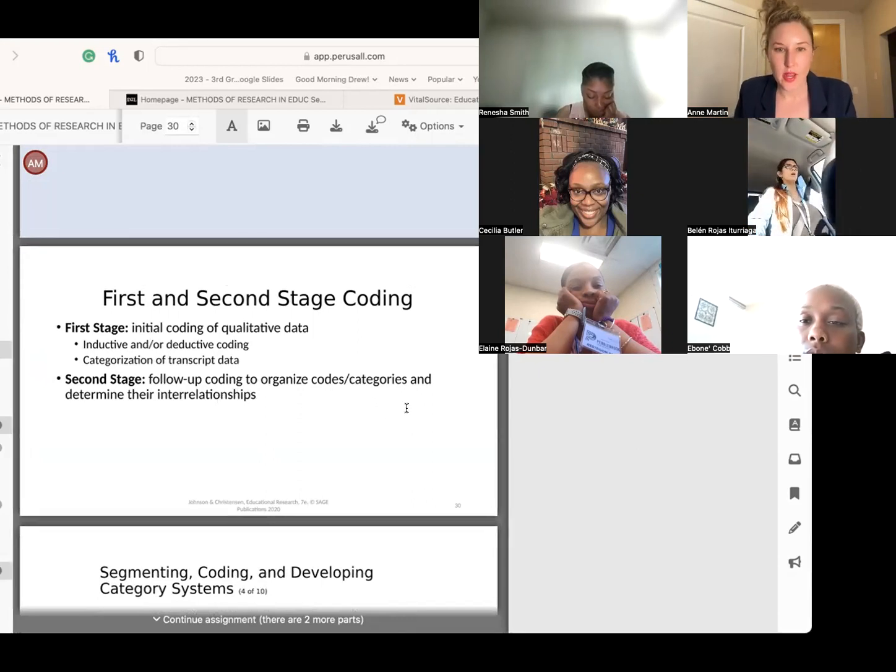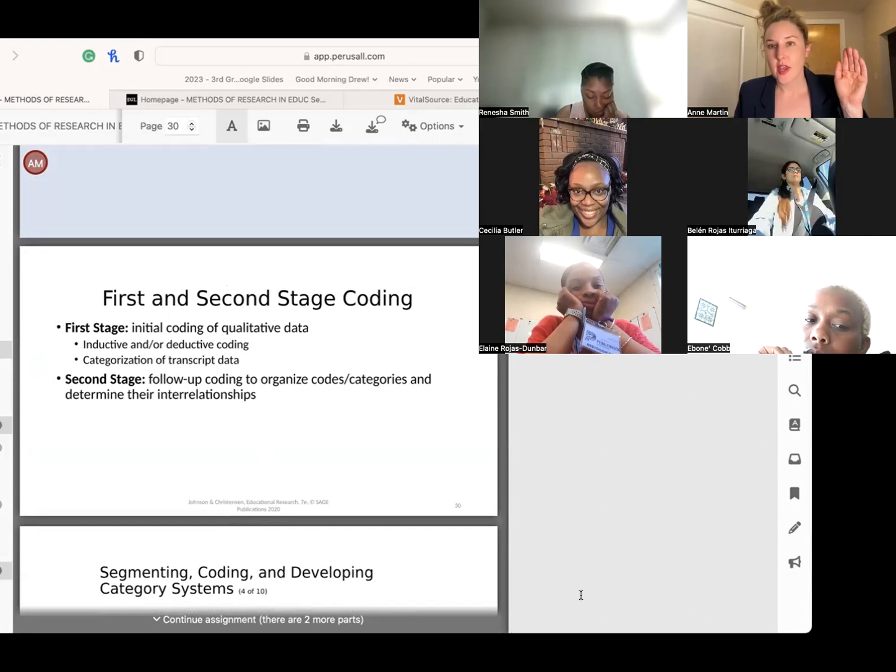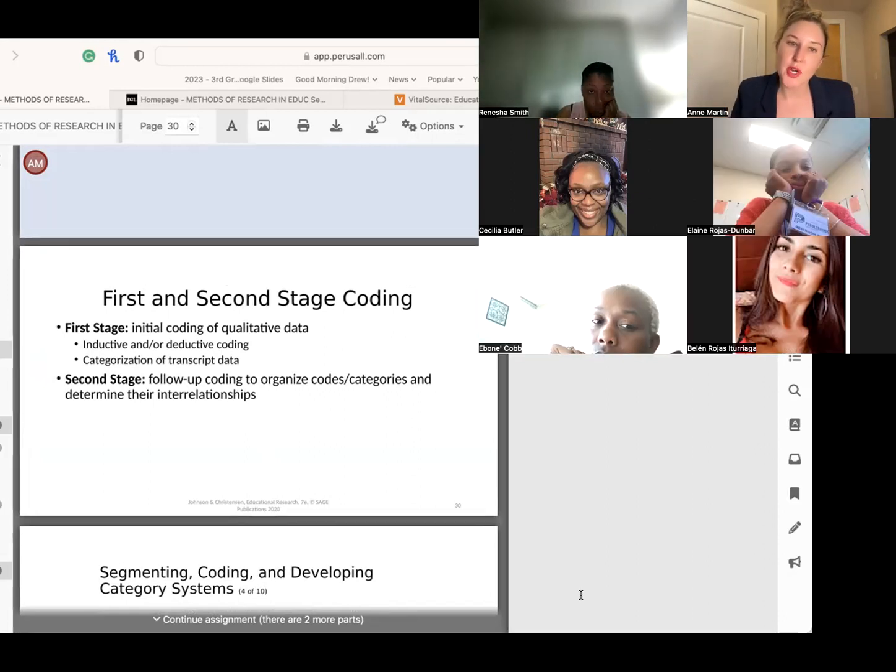So coding is when the researcher takes the interview transcripts, the focus group transcripts, their field notes, their memos, and they read through them and assign a code, a word or two that represents the meaning of that segment of text.